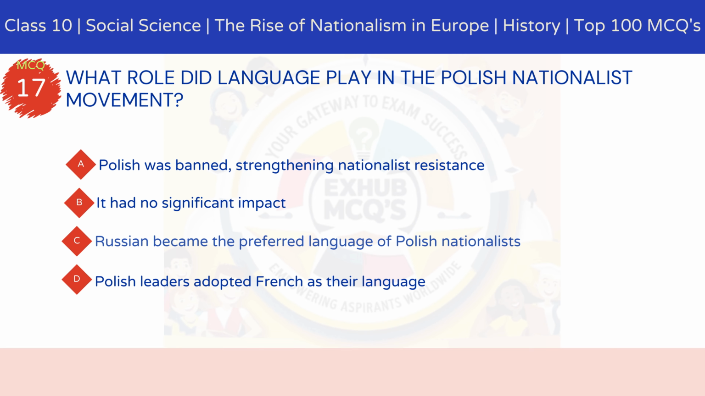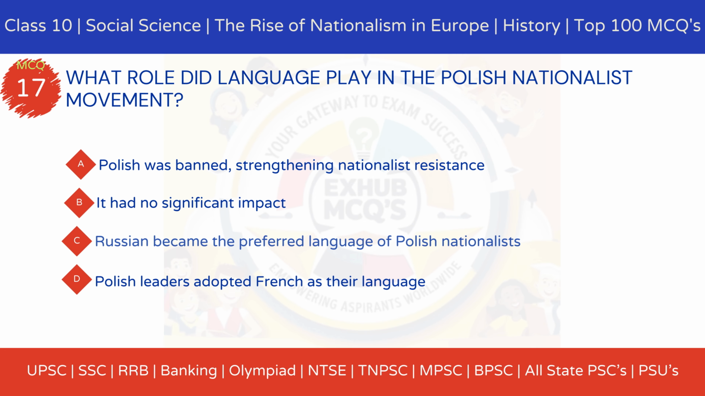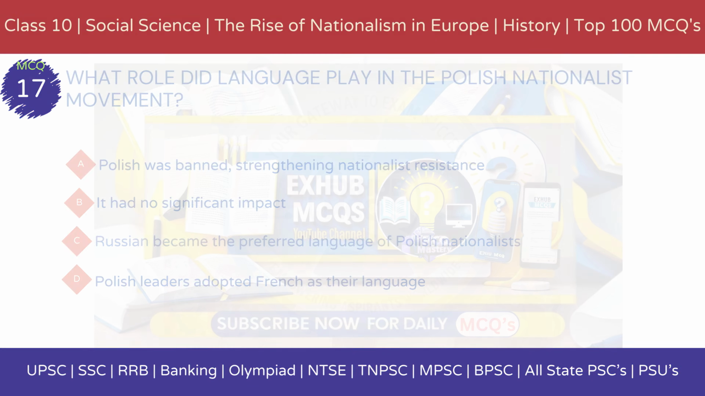MCQ 17. What role did language play in the Polish nationalist movement? Option A. Polish was banned, strengthening nationalist resistance. Option B. It had no significant impact. Option C. Russian became the preferred language of Polish nationalists. Option D. Polish leaders adopted French as their language.